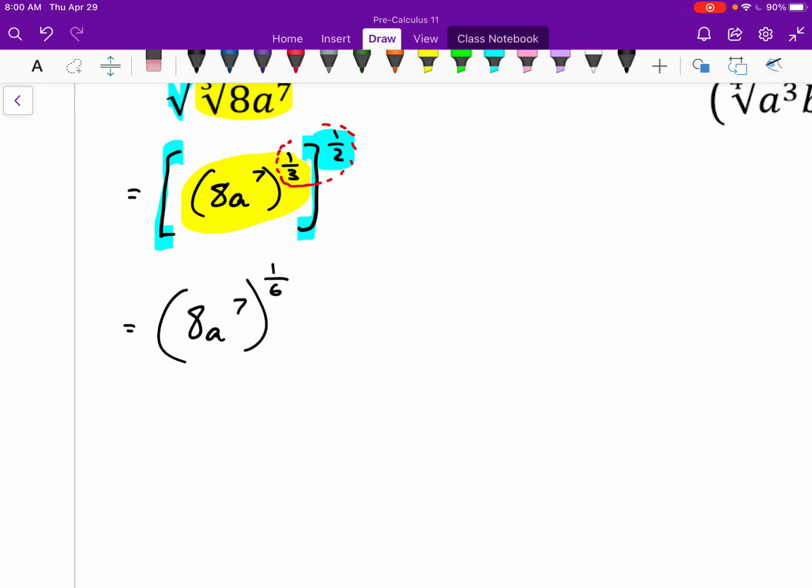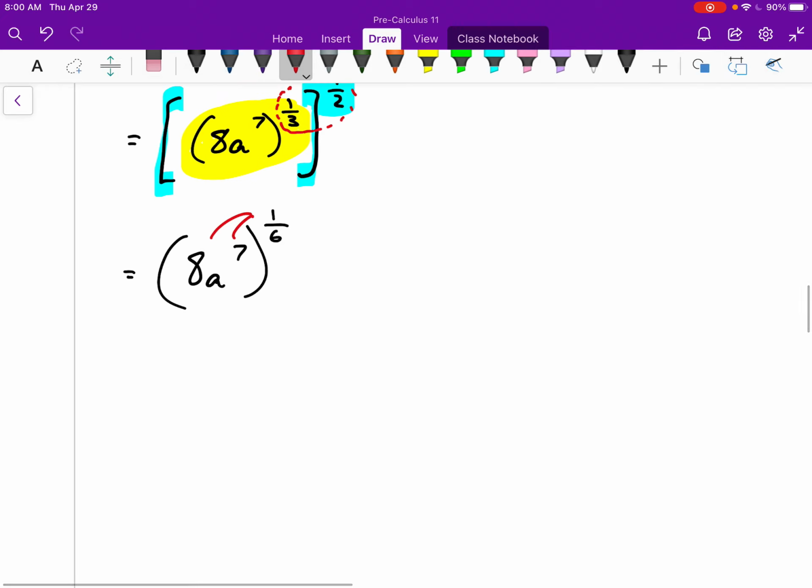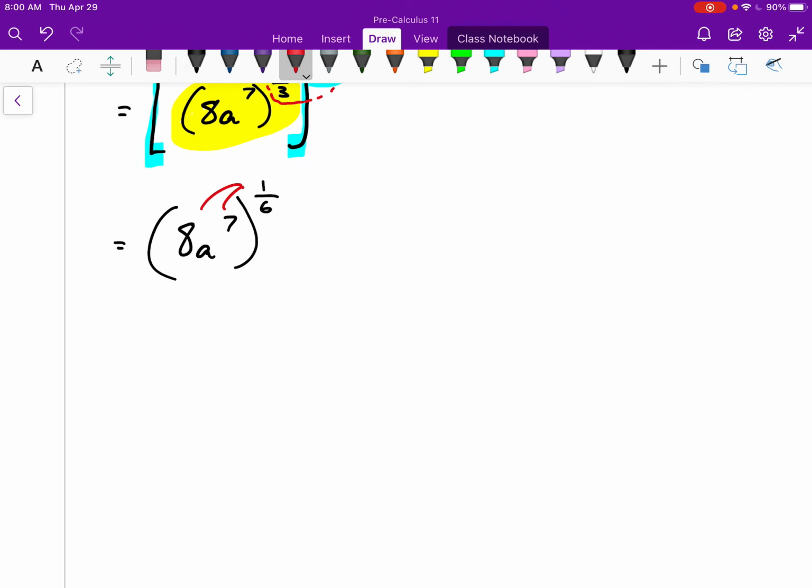So instead of doing that, I'm just going to raise everything here to the power of 1/6. Again, a common mistake is just to ignore the coefficient for no logical reason. I mean, there's no reason I should ignore the 8 there. And so I can write this as 8 to the 1/6 times a to the 7/6.